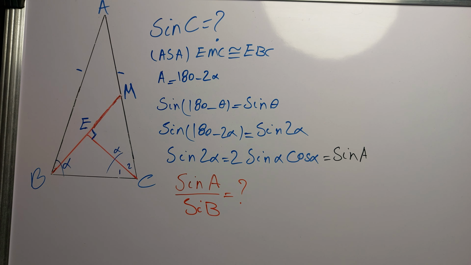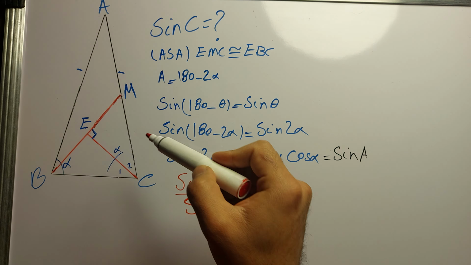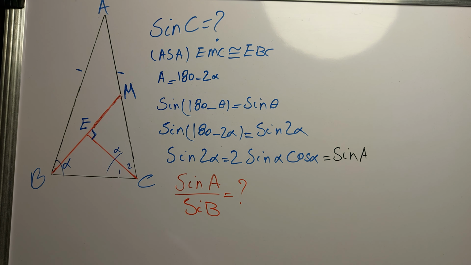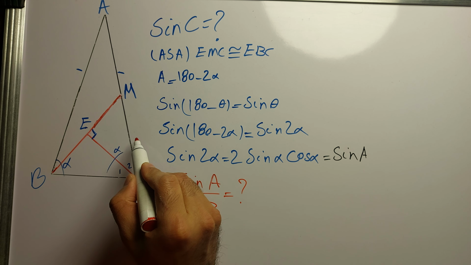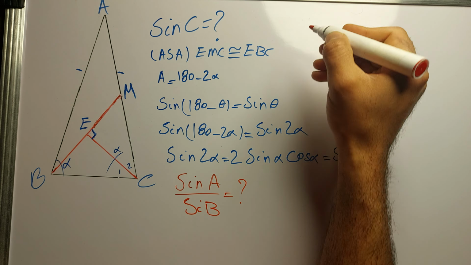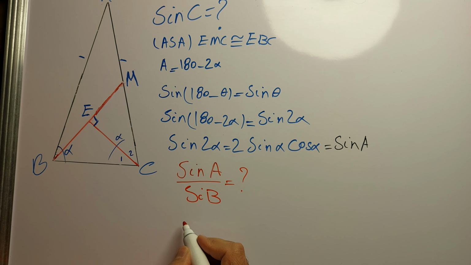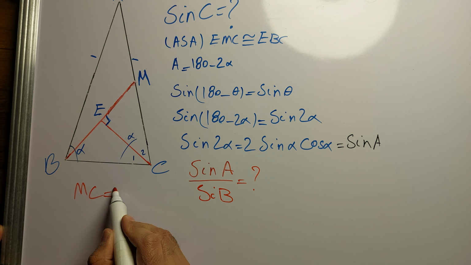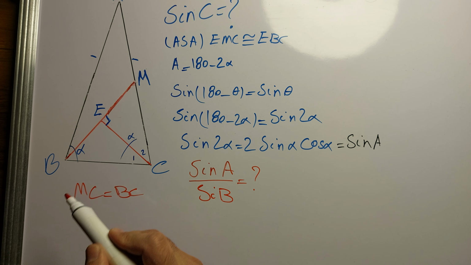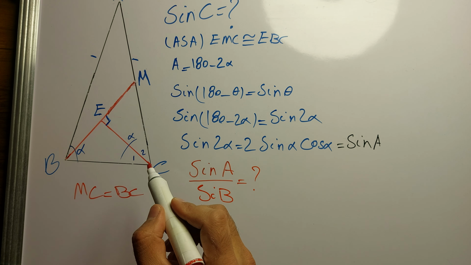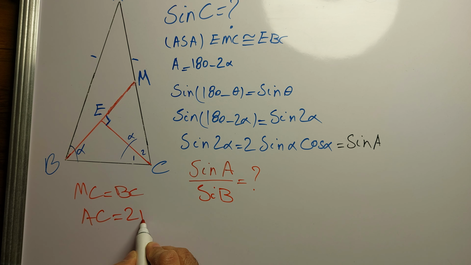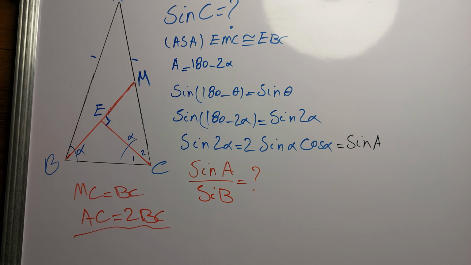Before finding this, let me revisit one of the assumptions of this question, that AM equals MC. Because these two triangles are congruent, we can say that MC also equals this one, BC, because these two triangles are the same. And we know that AC equals 2 MC, or we can also say AC equals 2 BC. So this is also important.